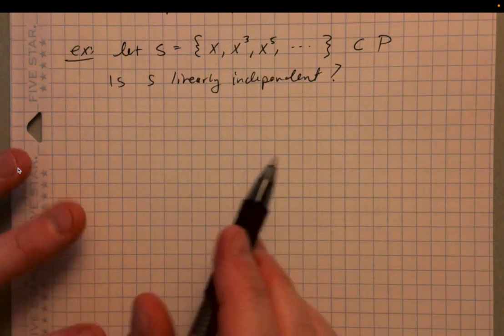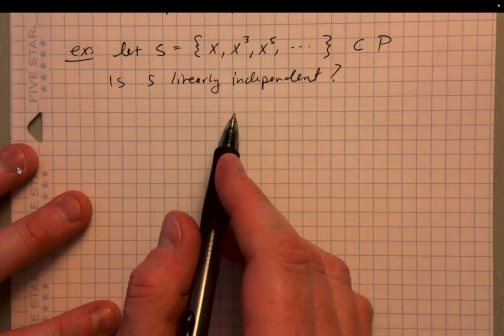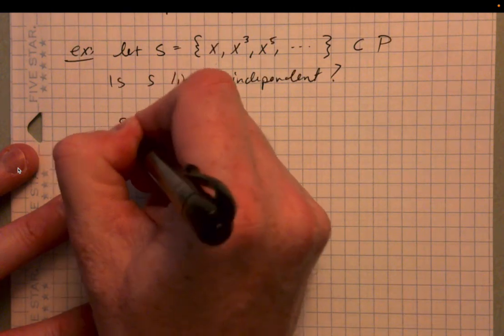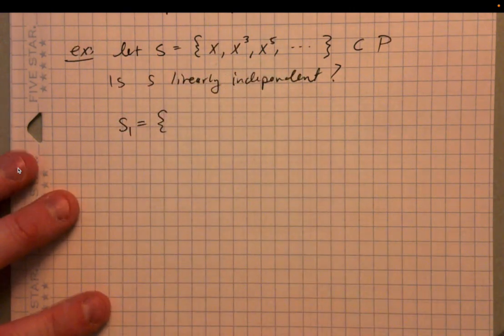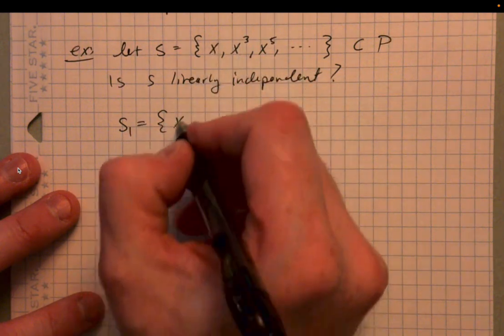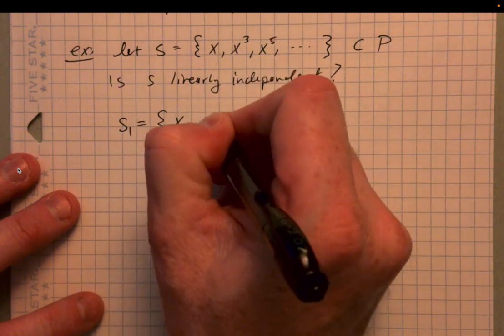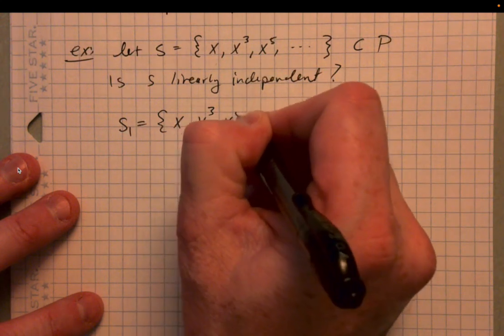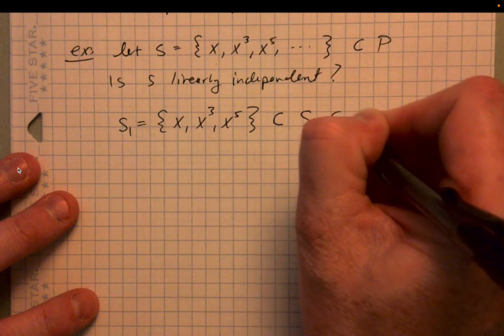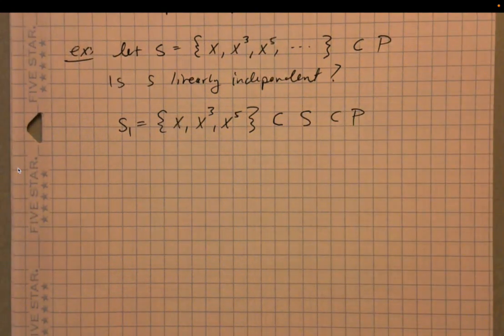Okay, so let's see an example here. Let's grab a subset of S. Let's say S1, it doesn't matter how you label it. Let's consider a subset of S and call it S1. It'll just be x, x cubed, and x to the fifth. This is obviously a subset of S, which is itself a subset of P.